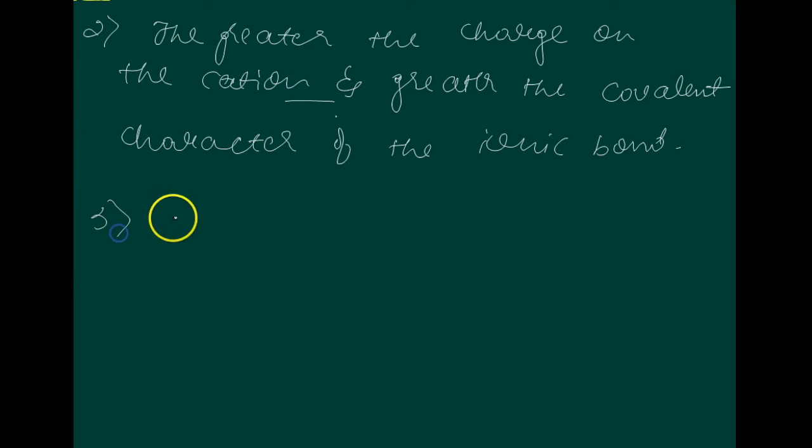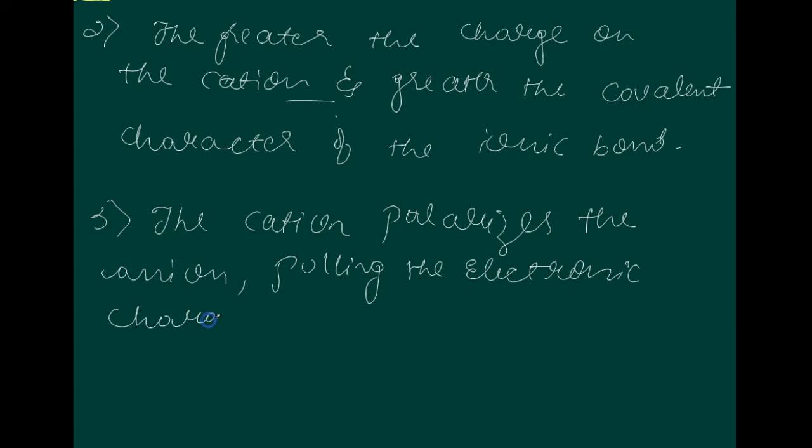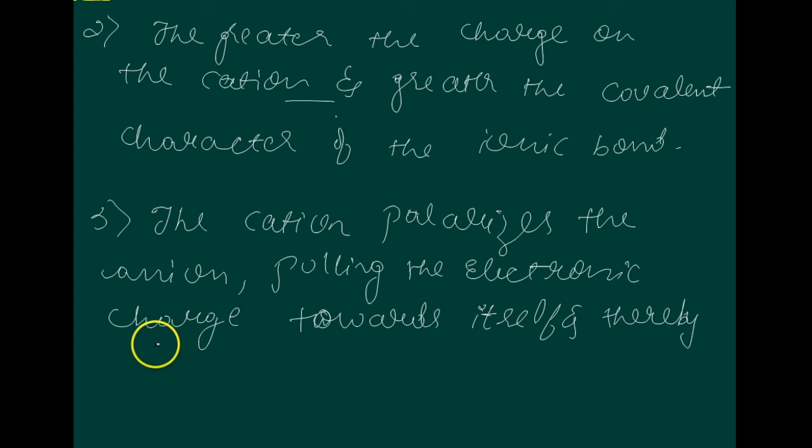The third rule: the cation polarizes the anion, pulling the electronic charge towards itself and thereby increasing the electronic charge between the two. So these are the three rules.